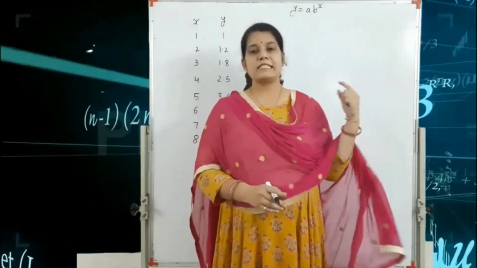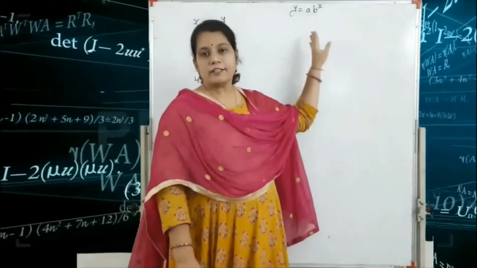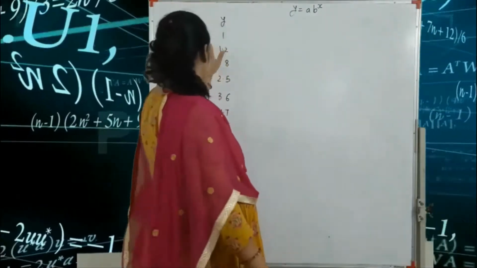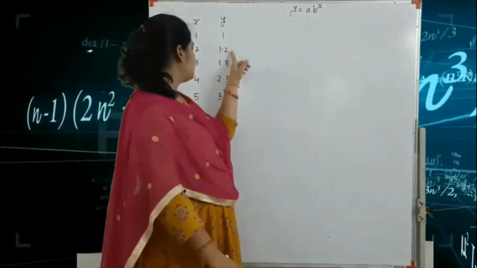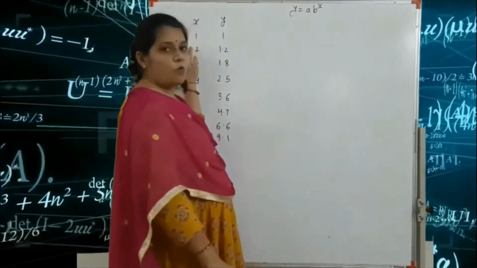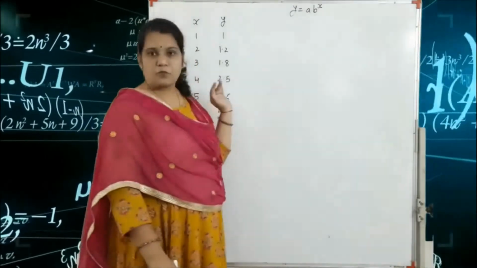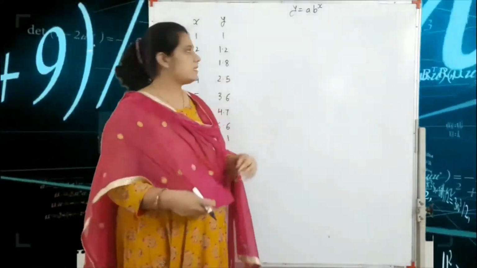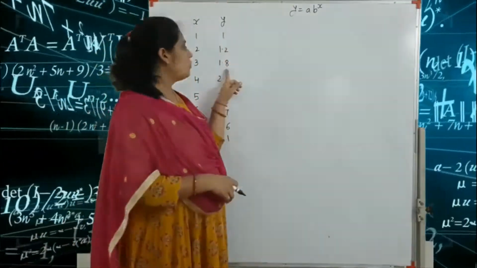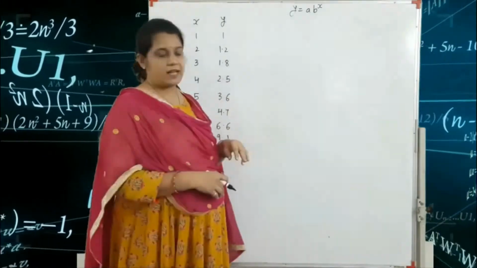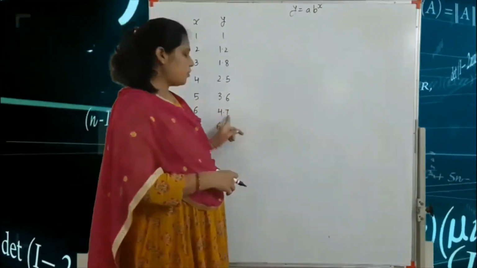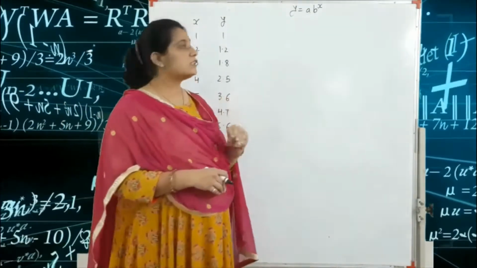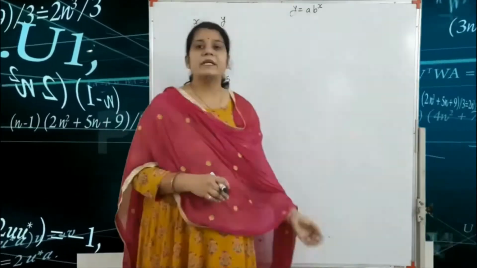Good morning everyone. This is the example of the logarithm curve y is equal to a b raised to the power x. And here we are given the value of x and the value of y. The value of x is 1, 2, 3, 4, 5, 6, 7 and 8. And the value of y is 1, 1.2, 1.8, 2.5, 3.6, 4.7, 6.6 and 9.1, and our curve is y is equal to a b raised to the power x.